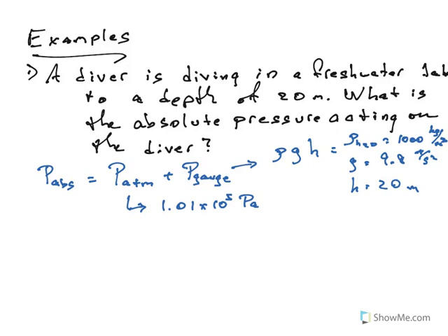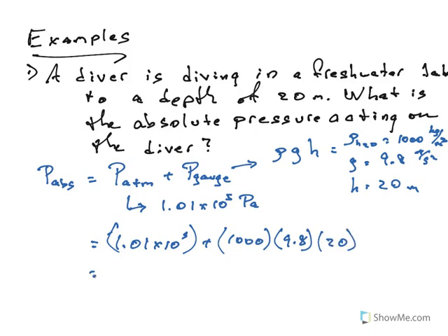So our equation for the absolute pressure acting on the diver is going to be 1.01 times 10 to the 5th plus 1,000 times 9.8 times 20. And when you calculate this out, I'm sorry, I calculated that wrong. It's actually 2.97 times 10 to the 5th pascals.